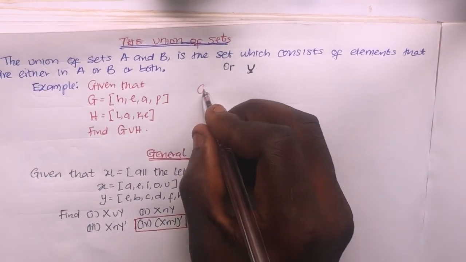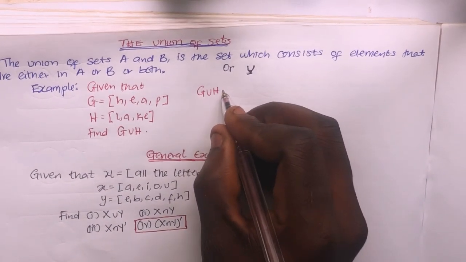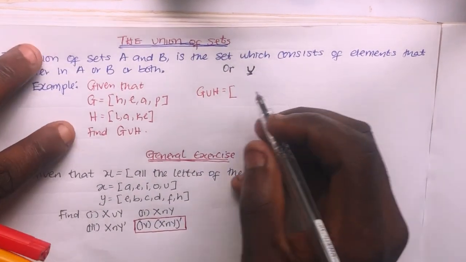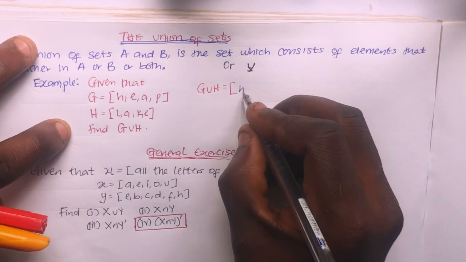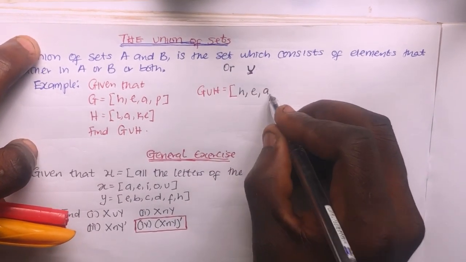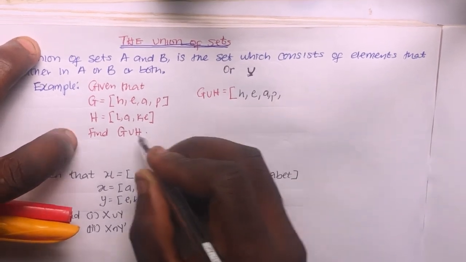Given that G equals {H, E, A, P} and H equals {L, A, K, E}, find G union H. In order for us to find G union H, G union H means elements that are in G or elements that are in H. Elements in G, we have H, E, A, P. Then here you have what?